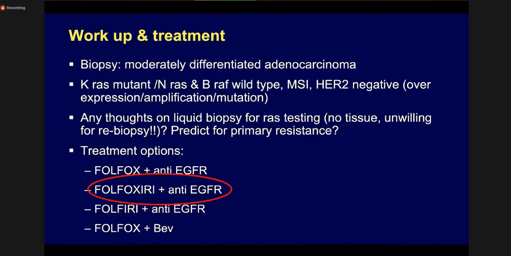Amit, your choice for therapy in this patient. So I would say chemo plus anti-EGFR is what we would do. The only issue is which chemo. I'd say in the last 2 years, we do a lot of triplets. So I would kind of favor a triplet. That's what I would do.